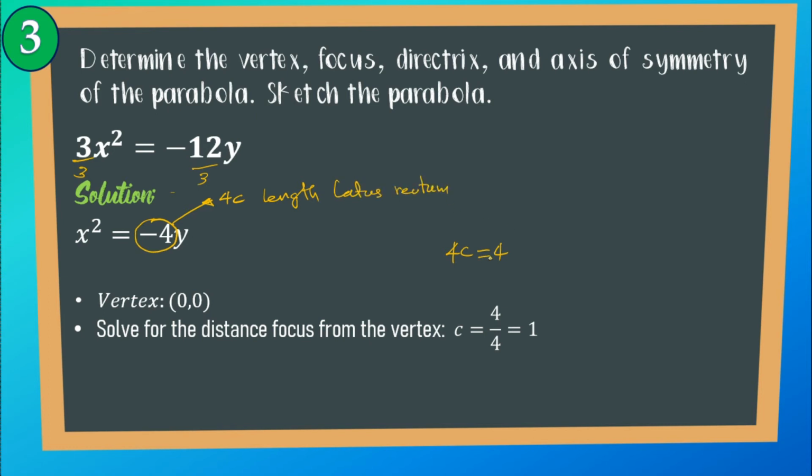Para makuha natin yung C naman, ito yung length from focus, sorry, from focus to the vertex. So kailangan natin makuha yung C. So C is equal to 4 divided by 4. 4 kasi ito. Okay, 4 divided by 4 is equal to 1. So 1 unit lang. From the vertex to the focus, yung distance niya is 1 unit lang. Okay? And so what I've said kanina, graph is opening downward.